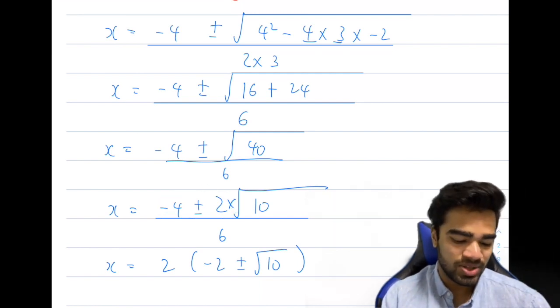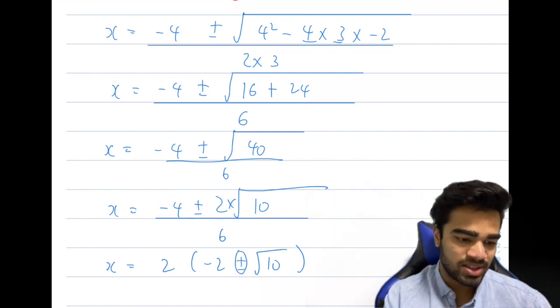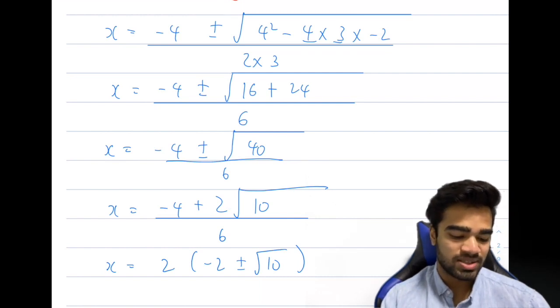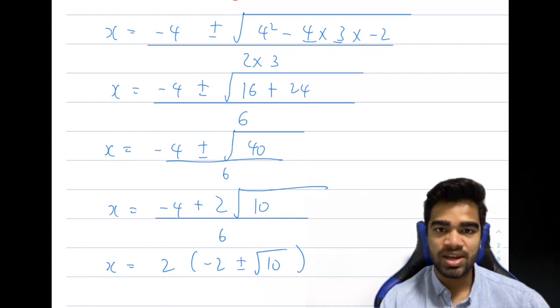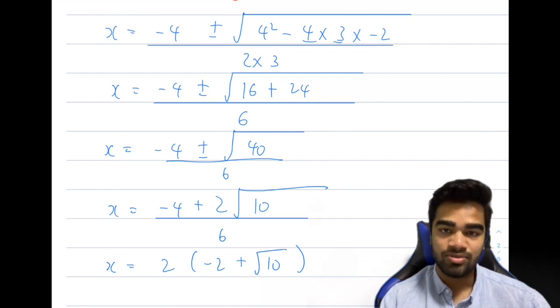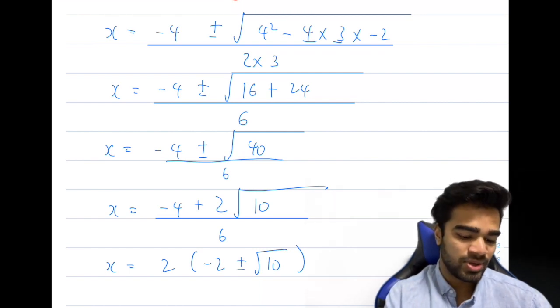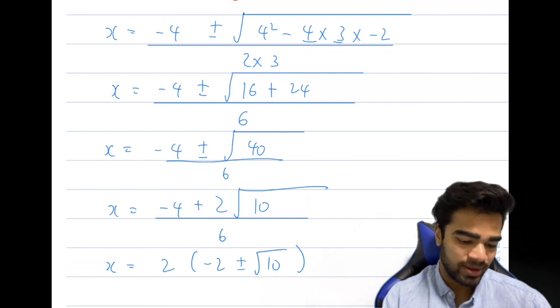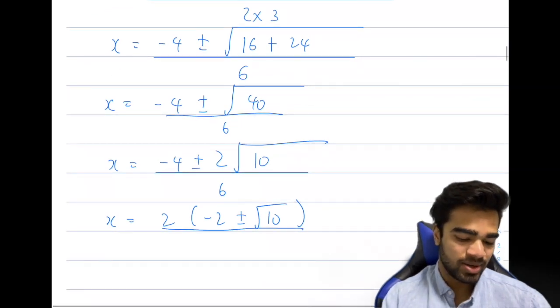Don't get confused because it's a plus or minus. Just think about how you would do it if it was just plus. If it was just plus, so it was negative 4 plus 2 root 10, how would you take out the common factor? You would take 2 out as a common factor. It will just be negative 2 plus root 10, like so. So don't get confused with the plus or minus. It's the same thing. Okay, so divided by 6.